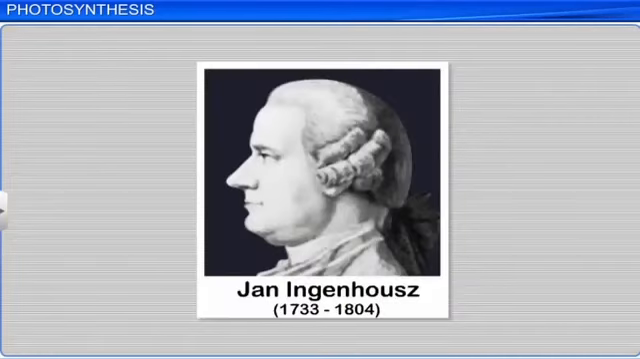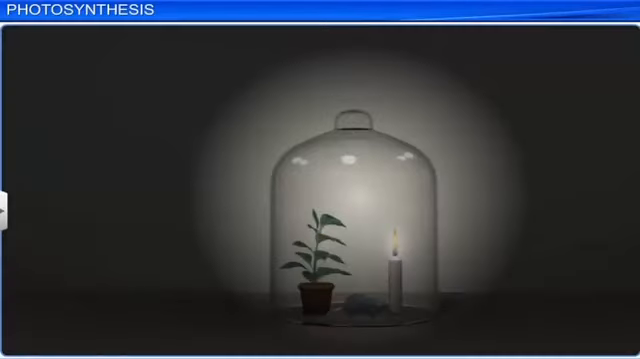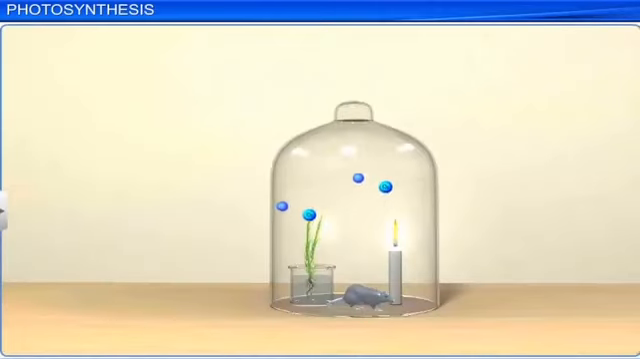Another scientist, Jan Ingenhousz, used the same setup as Priestley to understand the importance of sunlight to plants. He conducted the same experiment in the dark and in sunlight. He also performed this experiment with aquatic plants in bright sunlight, and noticed that the small bubbles released by the green parts of the plant were oxygen. He demonstrated that only plants can release oxygen.